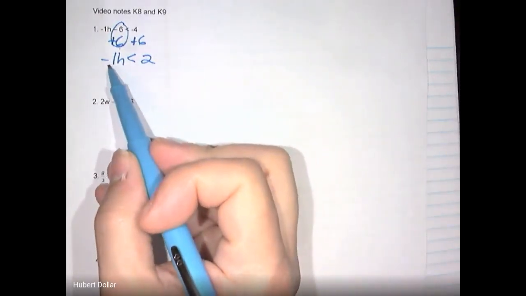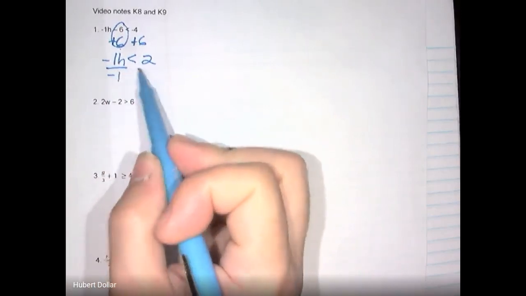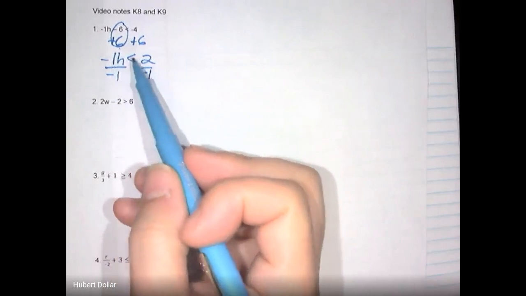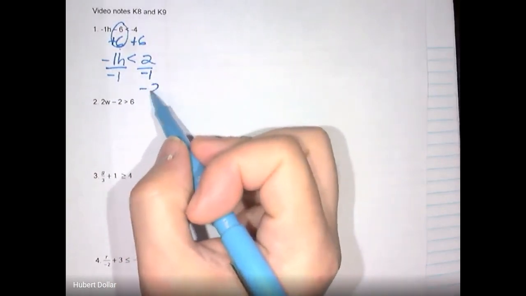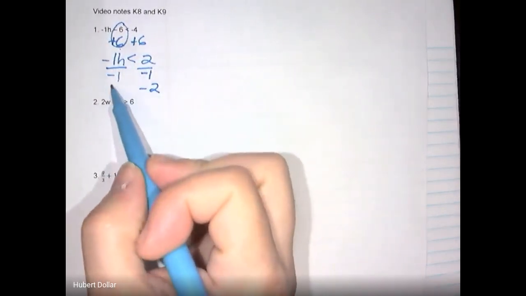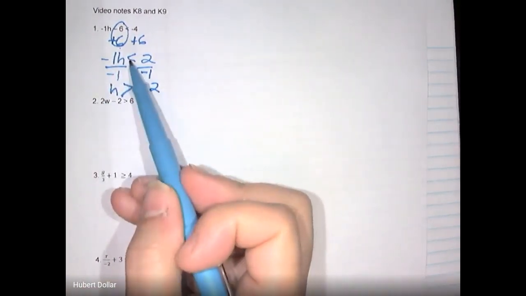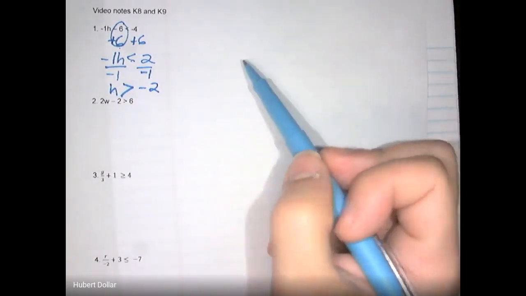The negative 1 is being multiplied by the h, so the opposite of multiplying is to divide. But when we divide negative 1 on both sides, the positive 2 becomes a negative 2. The negative h becomes a positive h, and because we've changed these signs, we also have to change the inequality sign to be a greater than. Anytime the negative variable becomes a positive variable, the inequality sign has to switch around. So the answer is h is greater than negative 2.